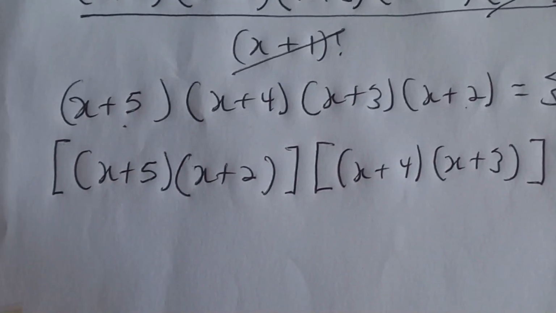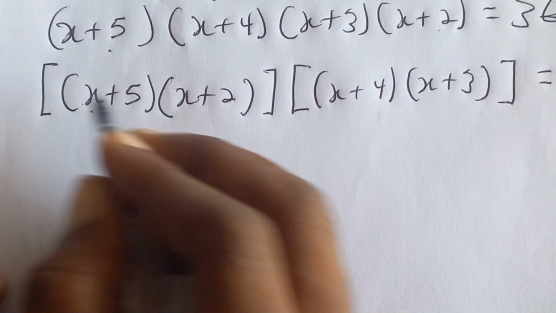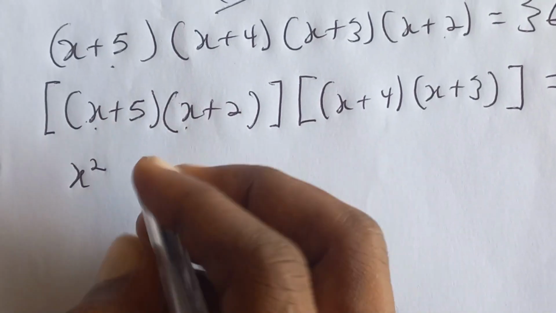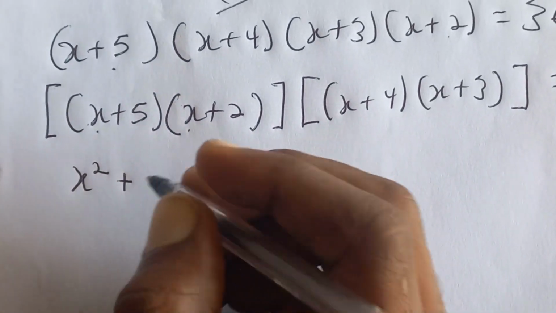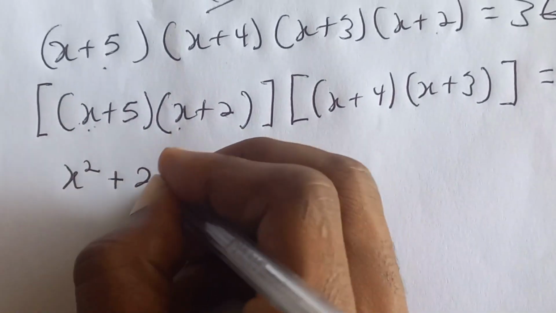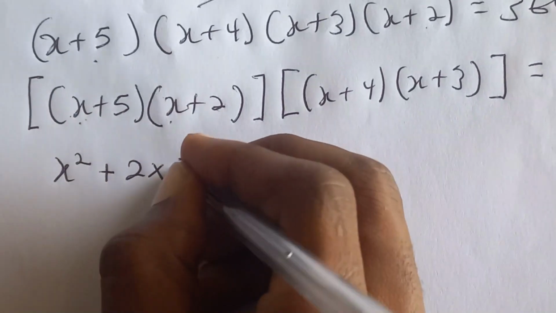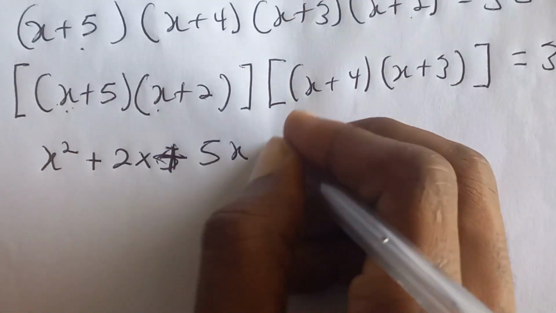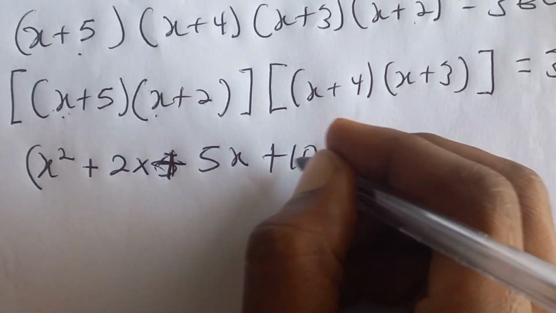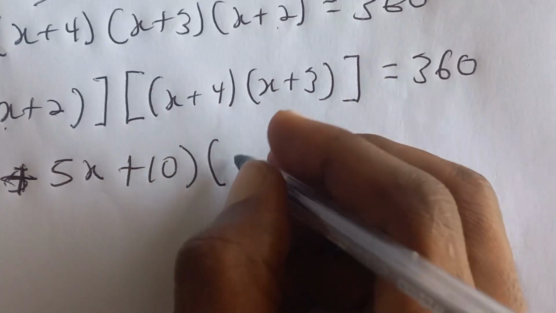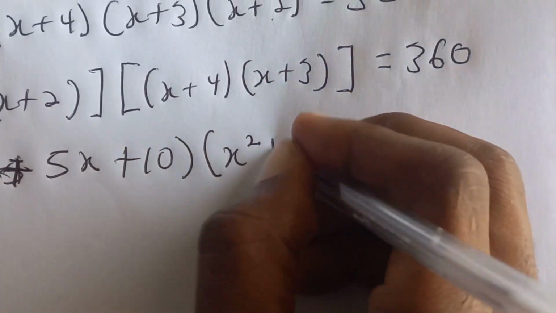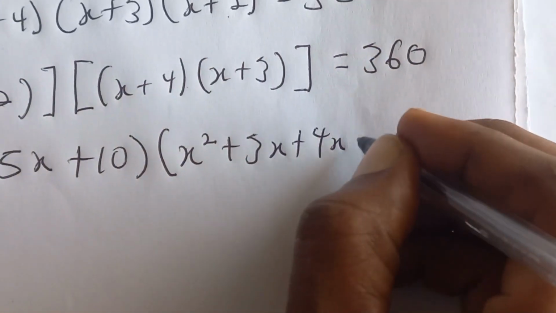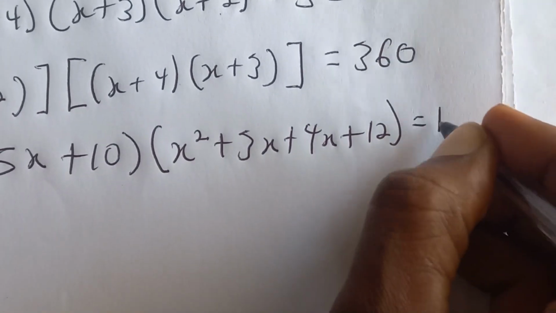So now, you know that x times x is x squared. We have x squared, then plus 2x plus 5x plus 5x plus 10. And this place will give us x squared plus 3x plus 4x plus 12, which is equal to 360.